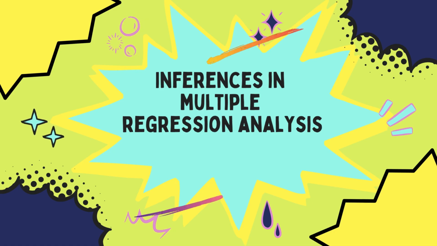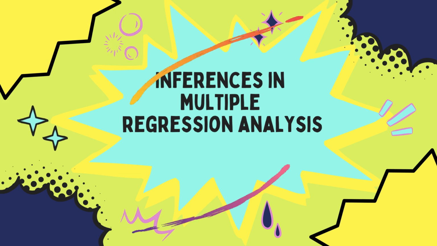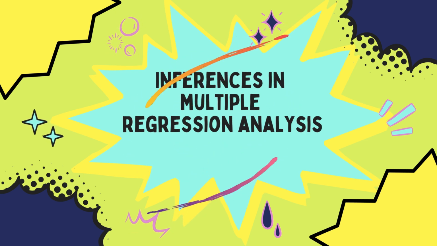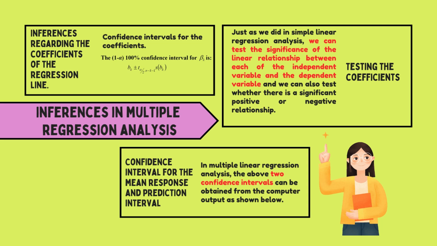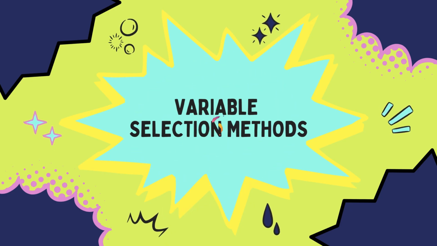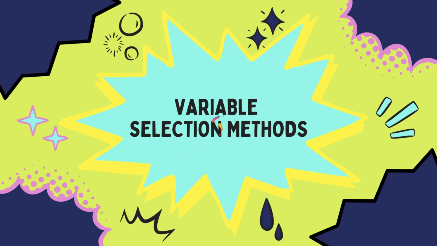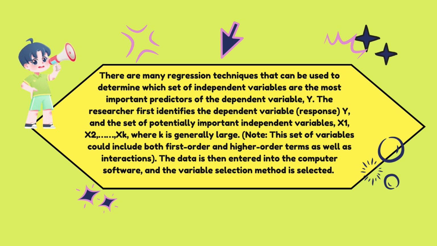In MLR, the final model can be developed by identifying the insignificant independent variables manually and removing the variable using the independent test as shown previously. However, students can also perform variable selection methods to get the final model without a manual procedure. There are many regression techniques that can be used to determine which set of independent variables are the most important predictors of the dependent variable, Y.